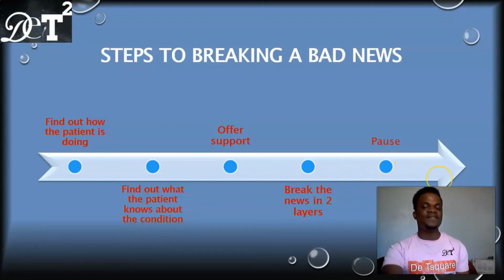You broke the news in the first layer. Then the second layer will now be, "I'm so sorry that your results confirm that you have cancer." Okay, so even your tone and the way you release the news, your relationship building there will be really optimal. Then after breaking the news, the next thing that you have to do is to pause. Then you pause and allow the patient to talk. When the patient talks, you pick up from there and continue with the task.